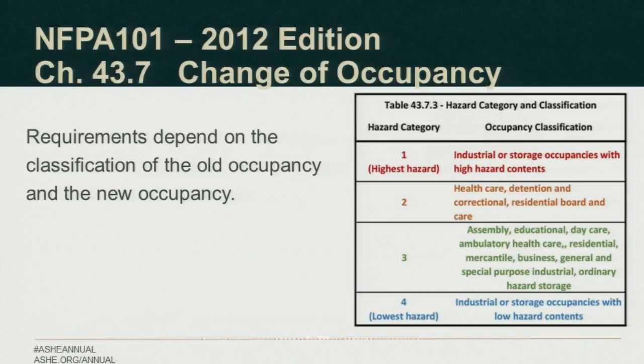Is there an annex to this code about keeping good relations with your AHJ?